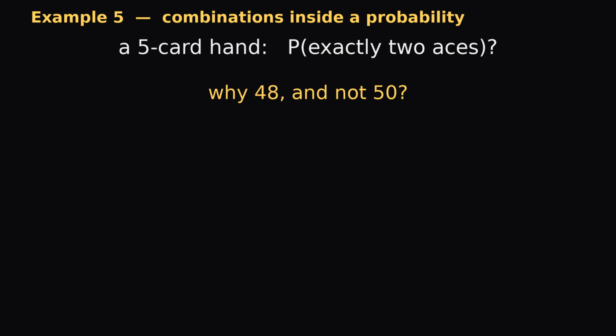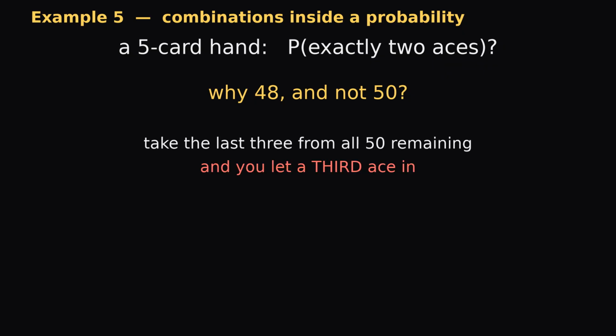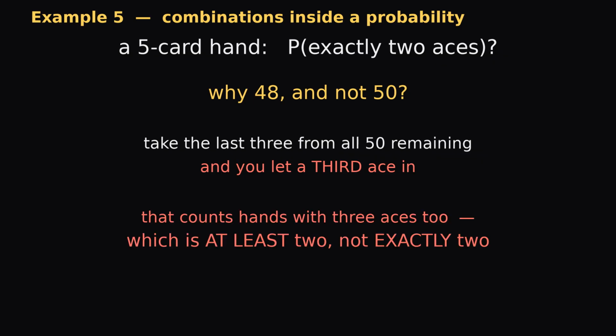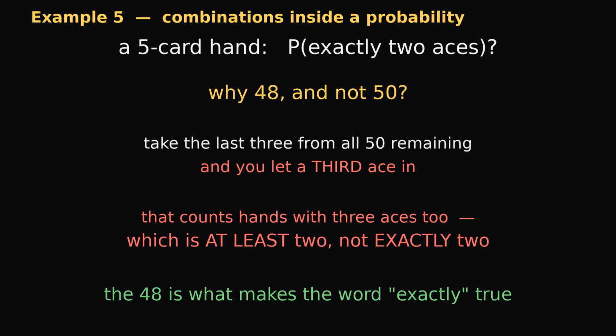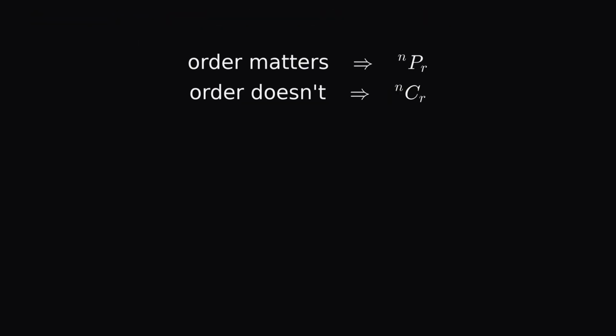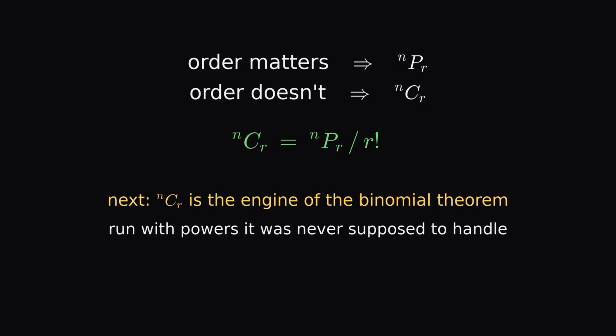If you carelessly took the last 3 cards from all 50 remaining, you would let a third ace in, and you would be counting hands with 3 aces as well. That is, at least 2 aces, not exactly 2. The 48 is what makes the word exactly true. Order matters. Permutation. Order doesn't. Combination. And a combination is just the permutation divided by r factorial.